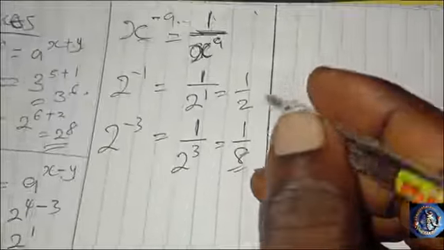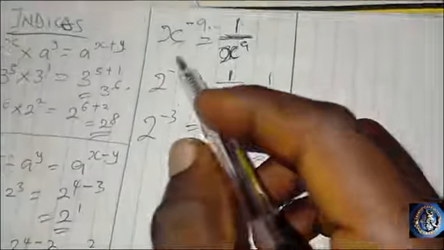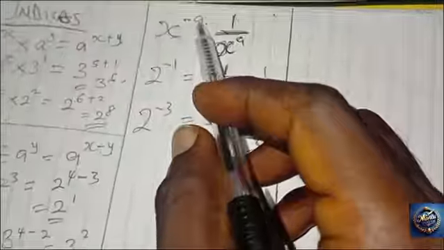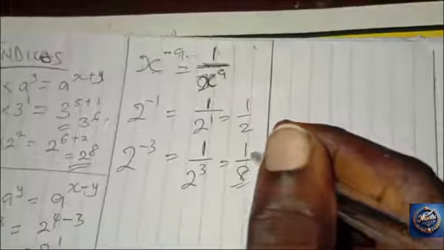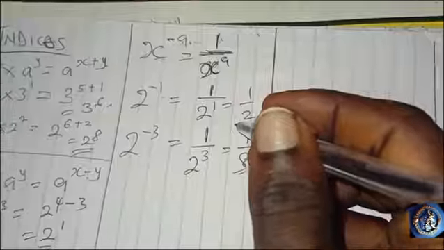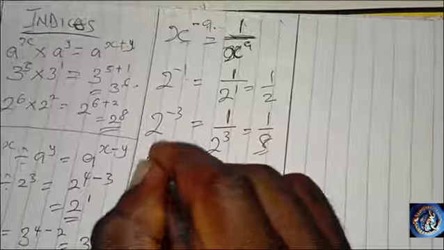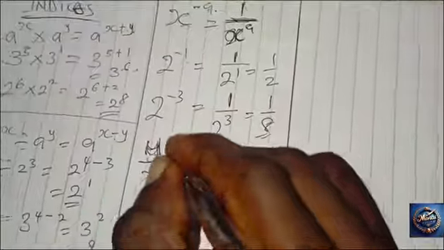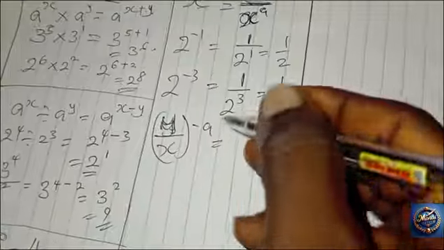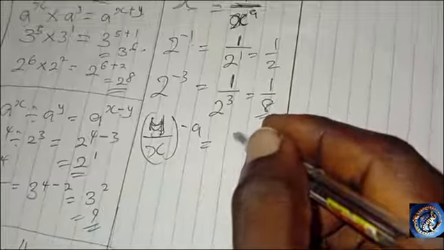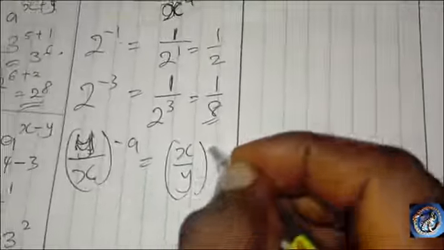So anytime you're having negative powers, you can change it to the positive by putting 1 as your numerator. For example, if I have something like y all over x all raised to the power of minus a, it means that I will take this one up. This one will be x all over y raised to the power of a.